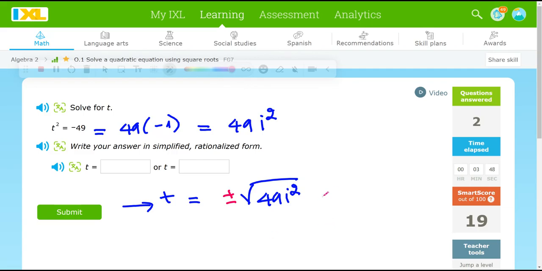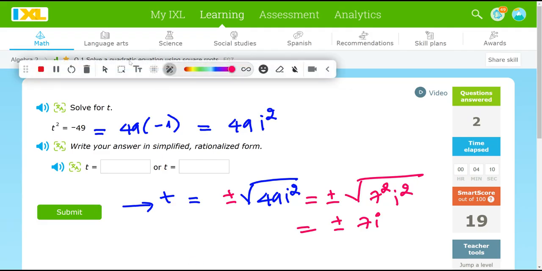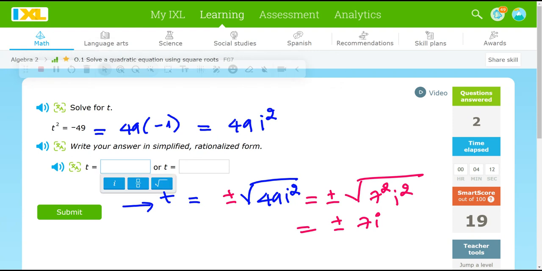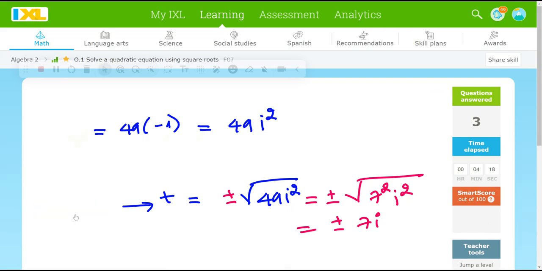Let's do this. 49 is 7 squared, and i squared stays there. So the answer should be 7i. If you want to simplify your square root, you find a perfect square and then simplify with a square root. So two answers over here: negative 7i and then 7i. Here we go. Submit.